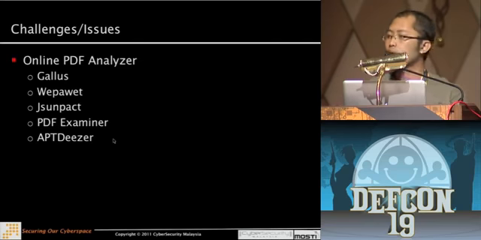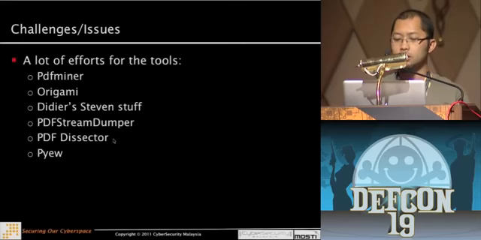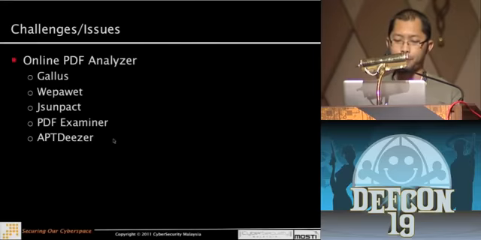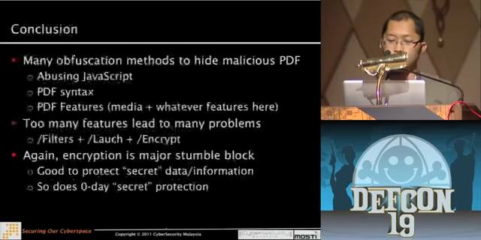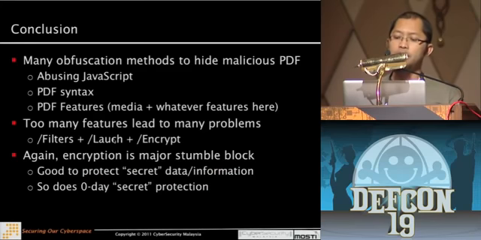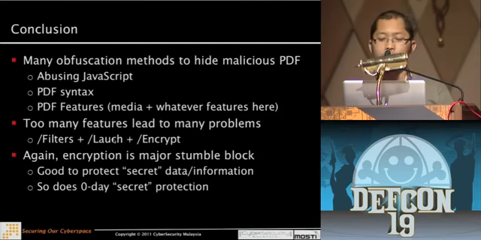So still, all these applications that have been built are not 100% comparable with how the PDF reader application works. So it's very tricky. The conclusion that I can draw from my presentation today is that there are many obfuscation methods to hide a malicious PDF. You can do it over JavaScript, you can do it through PDF syntax, you can abuse some features. And the features also lead to many problems.